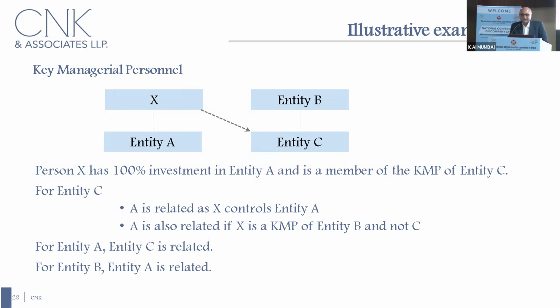A is also related if X is a KMP of entity B and not C. And for entity A, C is related. For entity B, entity A is related. But B and C are not related. The definitions, you'll have to look at this whole 3 circles which I said. You'll have to look at that, and we sometimes need to do this year after year when some shareholding changes or some resolutions are passed giving rights to some person or something.